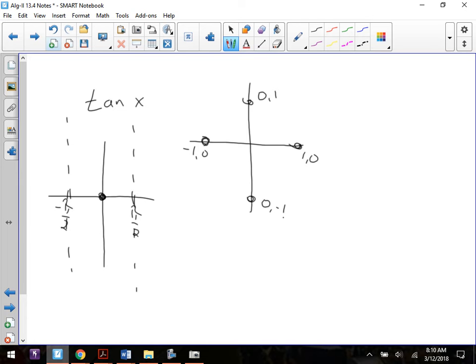The weirdness happens here. When you're at 45 degrees, what's tangent at 45? 1, because it's the same value. Okay? So at 45, in terms of pi, would be pi over 4. And then at negative pi over 4, it's at -1. So its tangent graph does this.